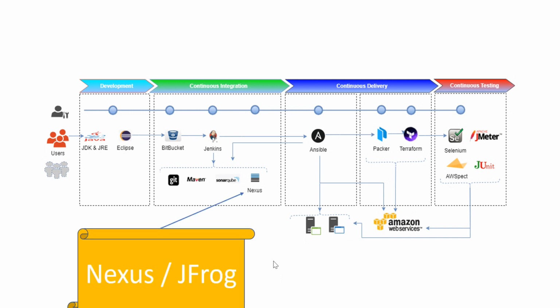Then we have Nexus, which helps with storing artifacts. Nexus is not the only option, you can also use JFrog as an artifactory where you place your build outputs, like JAR, WAR, and EAR files, and you can use Ansible to go and deploy them.